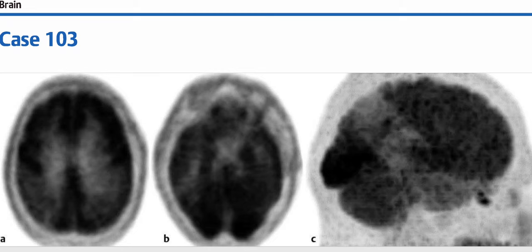So this is a 62-year-old man who has a 6-year history of cognitive decline. So these are the attenuation corrected axial FDG PET images of the brain, and they are showing that there is decreased activity within the bilateral parietal and temporal lobes, with the intact normal activity within the bilateral frontal and occipital lobes.